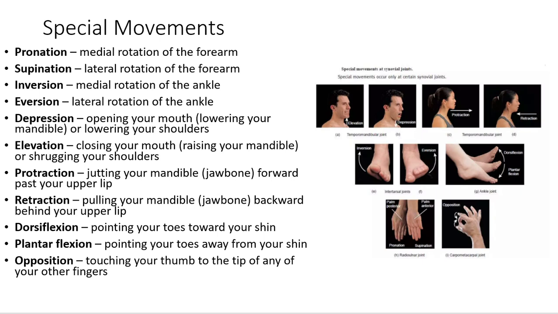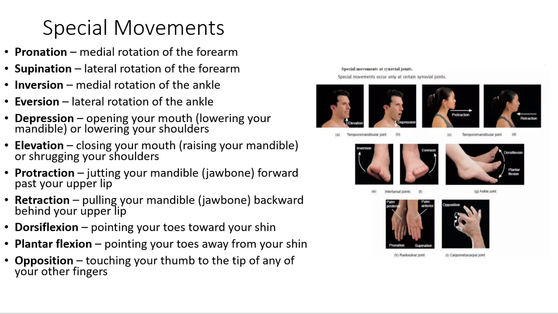There's also special movements like pronation and supination. Pronation is medial rotation of the forearm. So you would have your palm facing up and then turn it facing down. That would be performing pronation. Then supination is lateral rotation of the forearm. So you have your palm facing down and then turn your palm facing up.